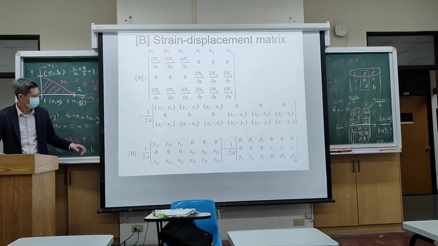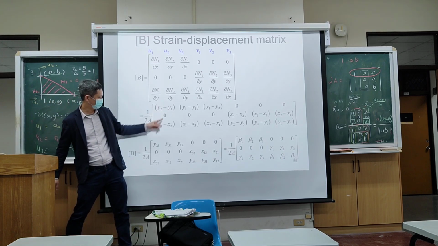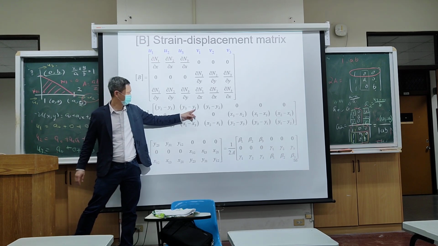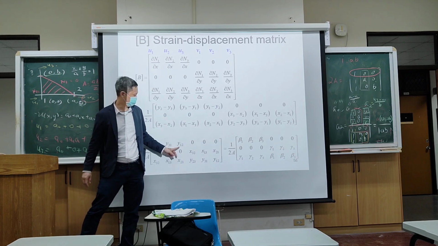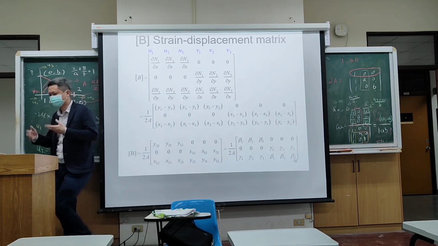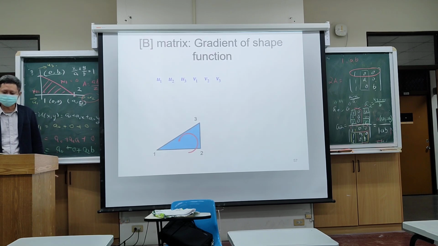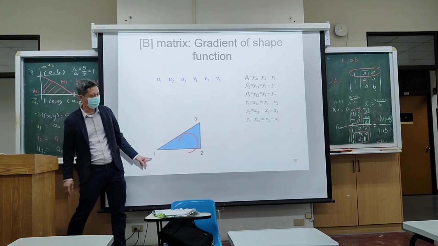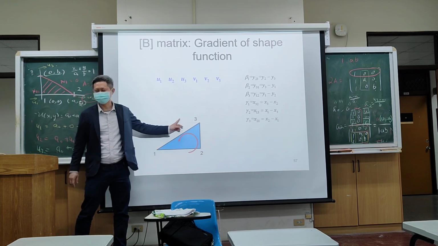So this difference, y2 minus y3, can be expressed as y23. y3 minus y1 can be expressed as y31. y1 minus y2 can be expressed as y12. This is a shorthand. And then this formula can be used provided you follow the sequence being called and being counted for.